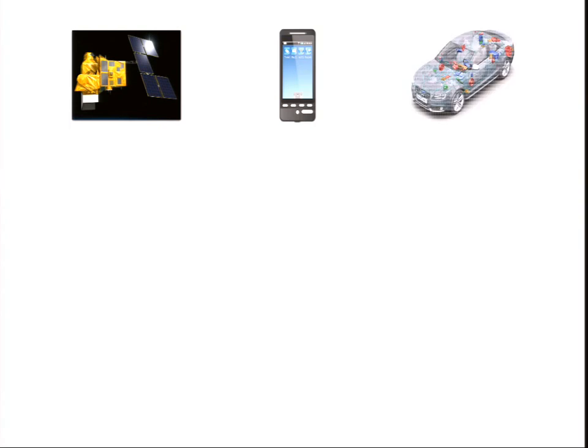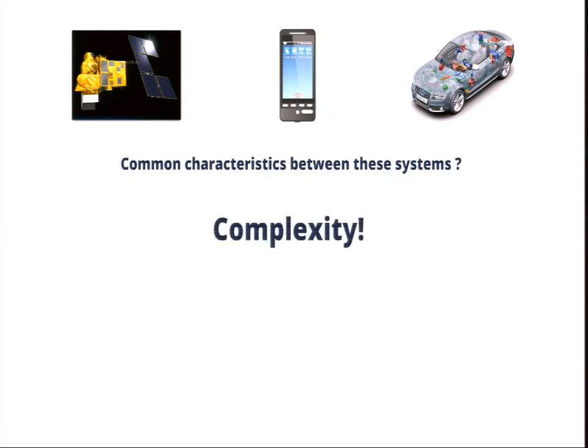So, first, Fred, can you explain to everybody what are the differences between complex systems like satellites, mobile systems, and cars? What are the common points in the architectural views of all of this?